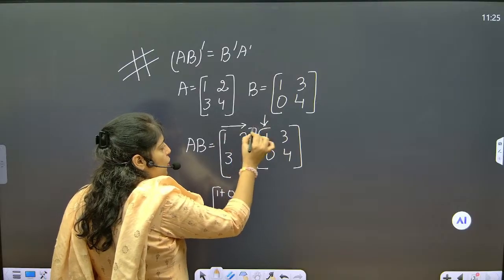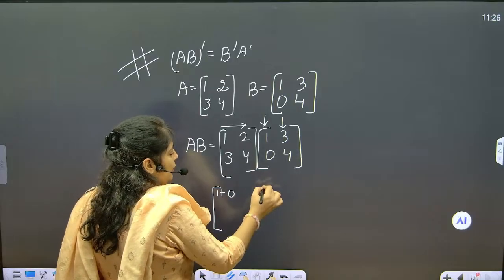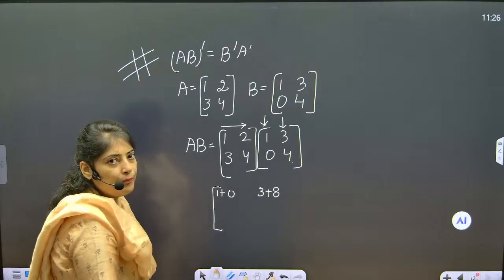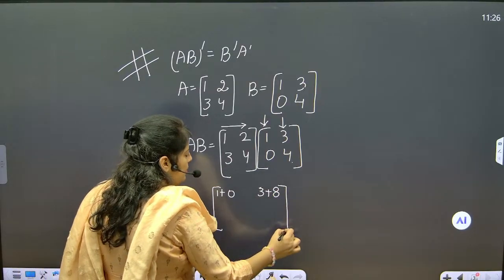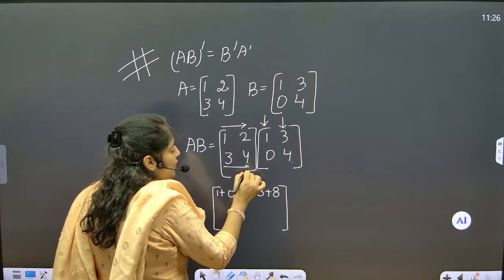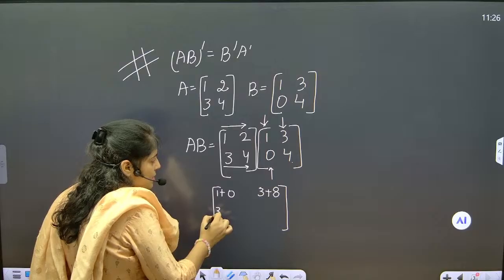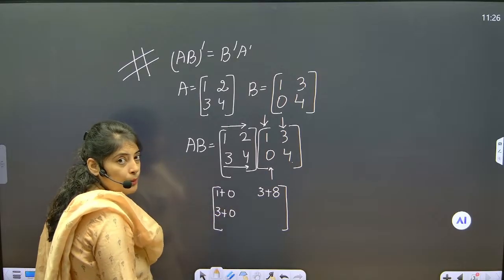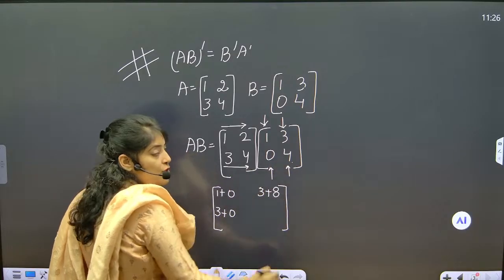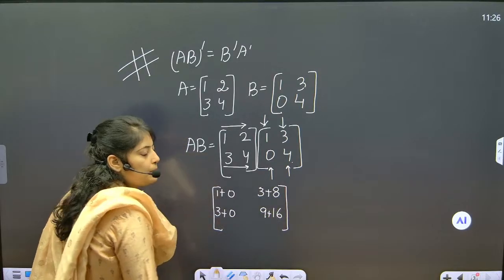Now first row will be multiplied with second column. So 1 into 3 is 3. 2 4s are 8. Next, second row will be multiplied with first column. That means 3 into 1 is 3. 4 zeros are 0. Now second row will be multiplied with second column. 3 3s are 9. 4 4s are 16.